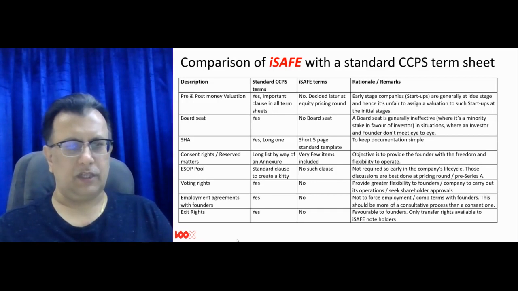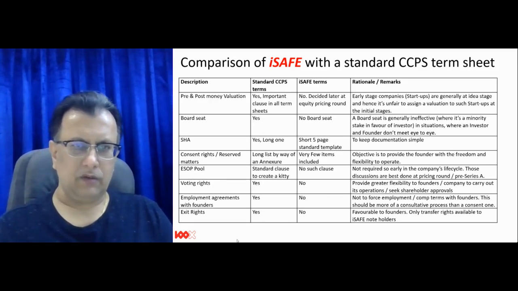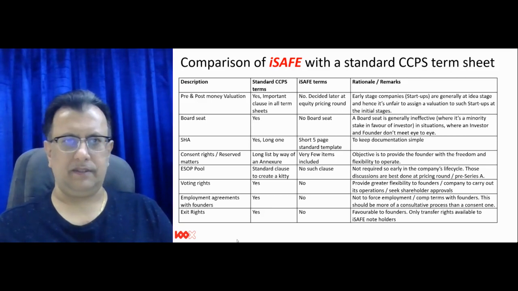ESOP pool, there is no such clause in iSafe, whereas you will definitely find that in all the standard CCPS term sheets where an SHA is signed. So very early in the life cycle, founders do everything. So we really feel that the ESOP pool is a pretty early thing right now for that kind of seed stage round, and this is more practical and best done at a pricing round or a pre-series A round. So you can see really how simplified an iSafe document is. It just deals with what it should, and life moves on for founders and investors alike.